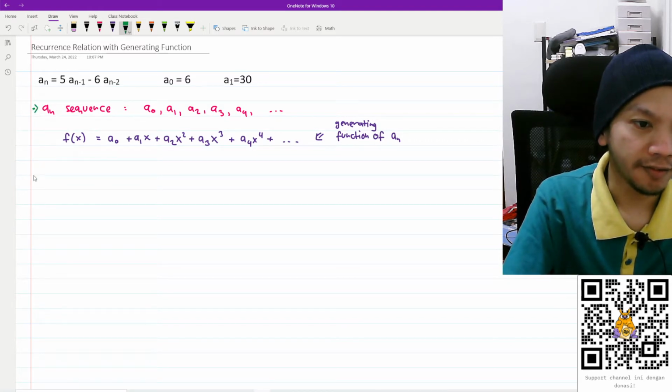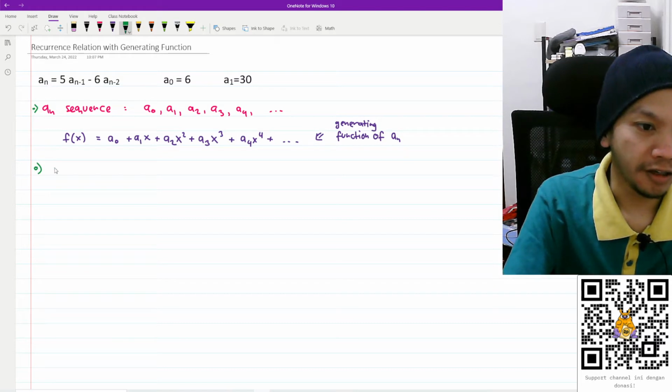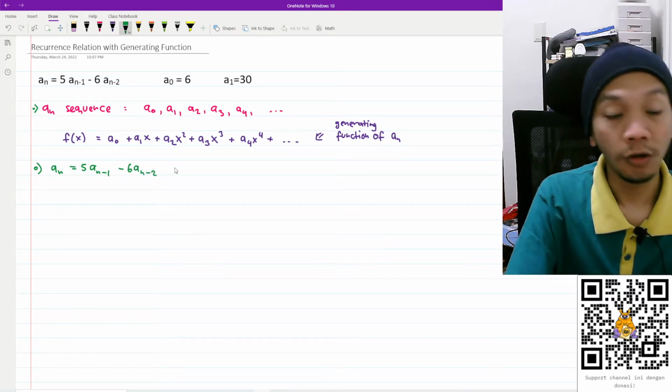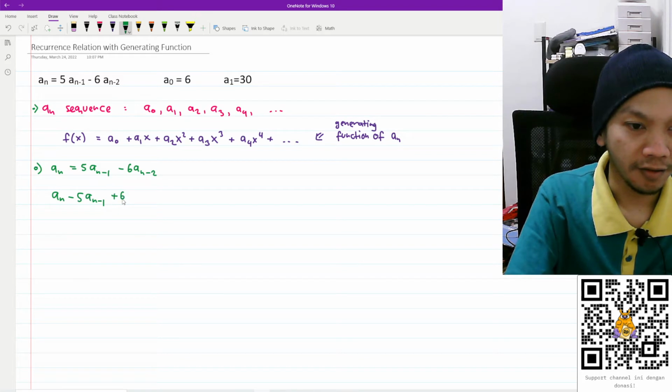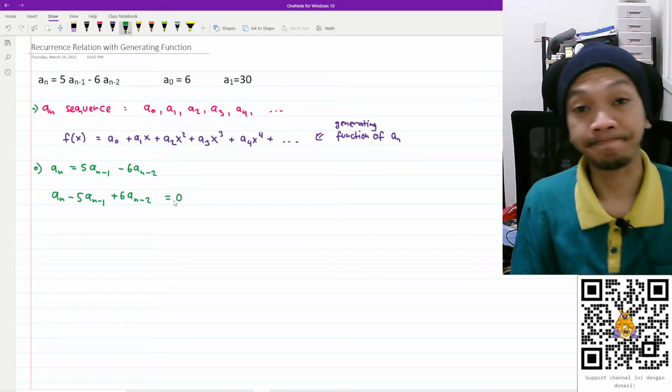Now let's see the given relation. So a_n is equal to 5a_{n-1}, and then minus 6a_{n-2}. Okay, we move all of this to the left hand side, so I'll have a_n minus 5a_{n-1} plus 6a_{n-2}, and that will equal to 0.